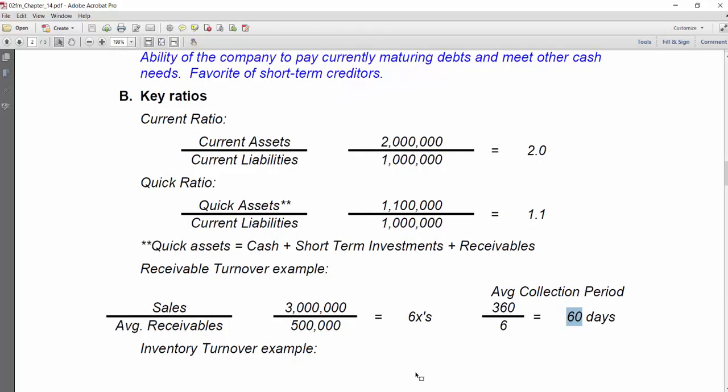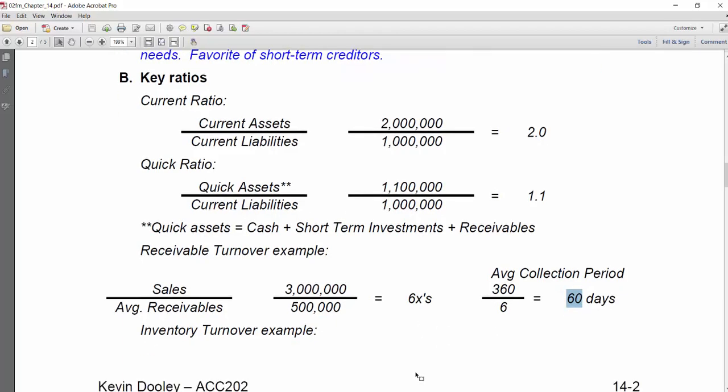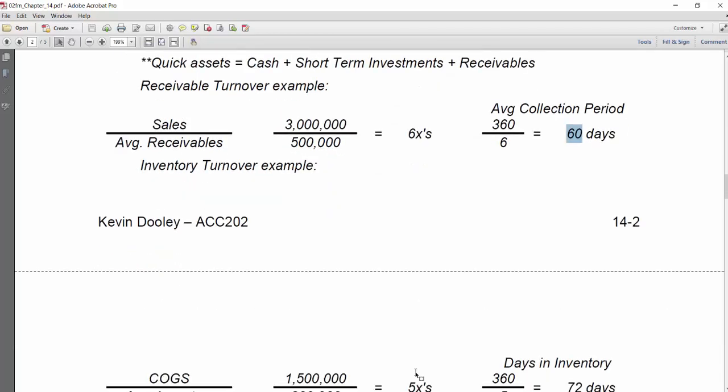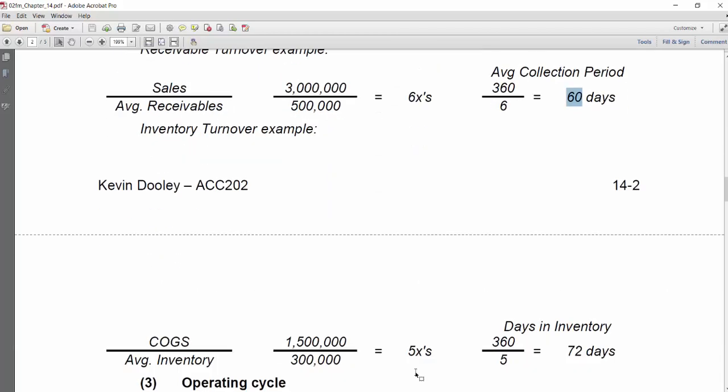Inventory turnover is another key liquidity ratio. This tells you how quickly you can turn your inventory into sales, basically. Not necessarily cash, though. So take cost of goods sold, and again, average inventory, that's the mathematical average of last year's ending, this year's ending, add together, divide by 2. Get average inventory. And in this case, if cost of goods sold was 1.5 million, average inventory is 300,000, we'd have an inventory turnover of 5 times.